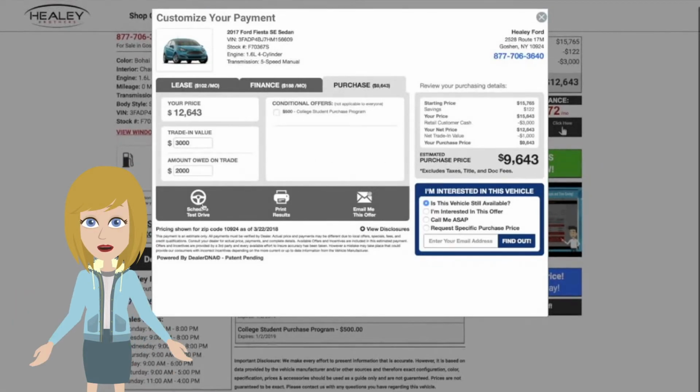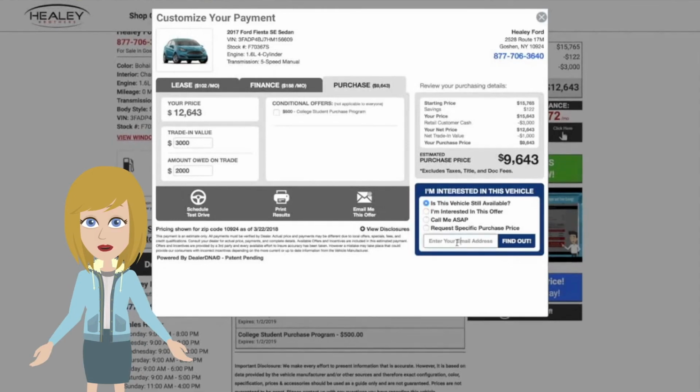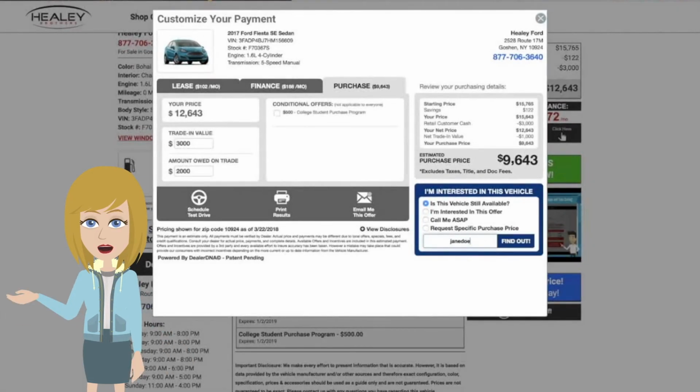Once you are happy with the number, you can schedule a test drive, print your results, or have the offer emailed to yourself. If you are interested in the vehicle, you can also select, is this vehicle available? I'm interested in this offer. Call me ASAP, or request specific purchase price. Just fill in your email and click find out.